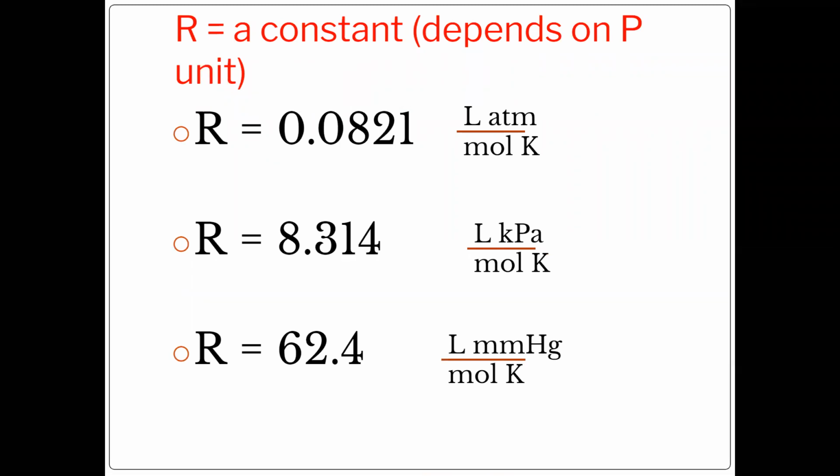Now, our R constants. If you are using atmospheres as your gas pressure unit, you're using R equals 0.0821. If you are using kilopascals as your pressure unit, you are using R equals 8.314. And if you are using millimeters of mercury, you are using R equals 62.4. Yes, I will provide you with those numbers. No, you do not have to memorize them. They will be there for you, but you have to pay attention to which R you need to be using.